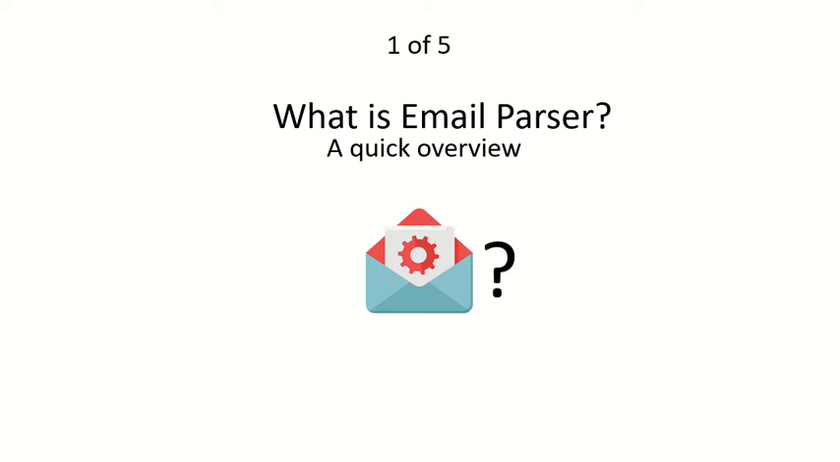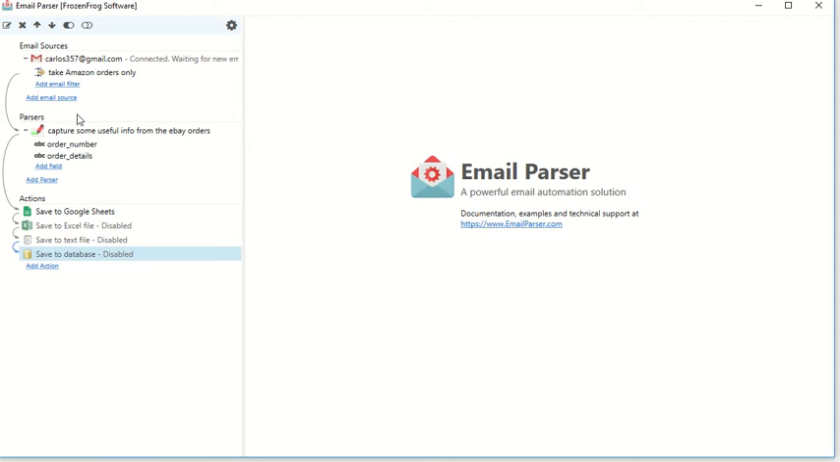So what is Email Parser? Okay, let's take a quick look at the app itself. Email Parser is an email client such as Outlook, Windows Mail, or Apple Mail. But instead of just showing the email to the user, it also allows saving information from it to a spreadsheet or a database. A very common use case, as this example shows, is e-commerce emails.